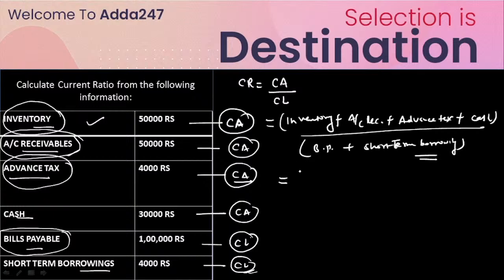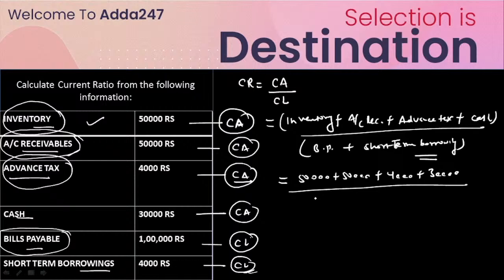So we have to sum up all the terms here, that is inventory plus account receivables, advance tax plus cash. So we sum up 50,000 plus 50,000 plus 4,000 plus 30,000, and on the denominator side, 1 lakh plus 4,000. Now sum up all these numbers, that would be equal to 1,34,000, and that would be equal to 1,04,000.